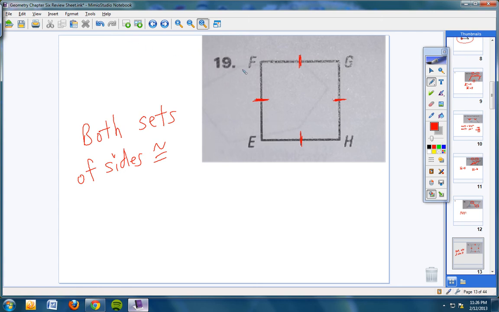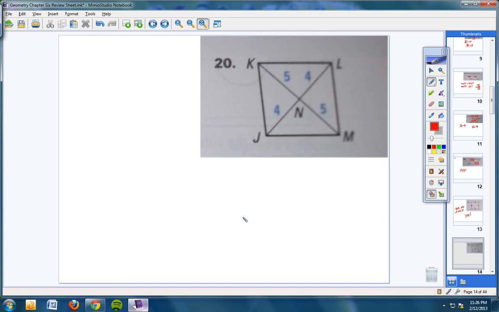Now, folks, would you please listen to me? If you only knew that this side was congruent to this side and you didn't know these were here, you could not state that you had a parallelogram, okay? You have to have both sets of opposite sides congruent, and we do. So yes, this is a parallelogram. Okay, moving on to number 20.